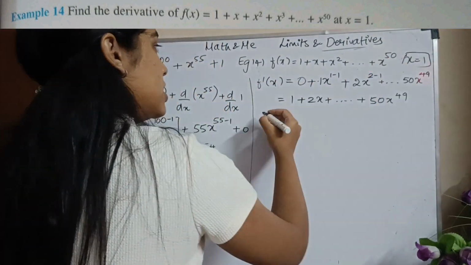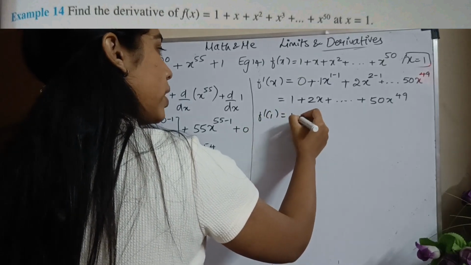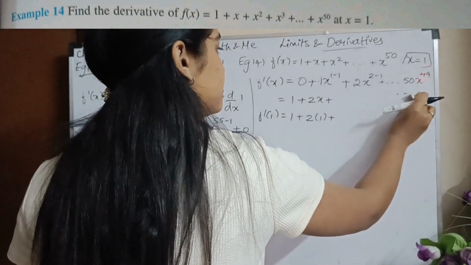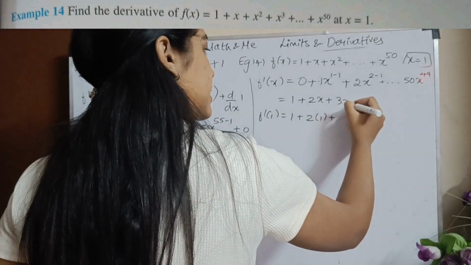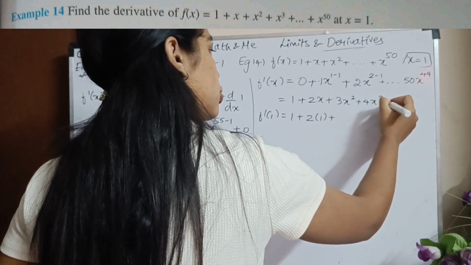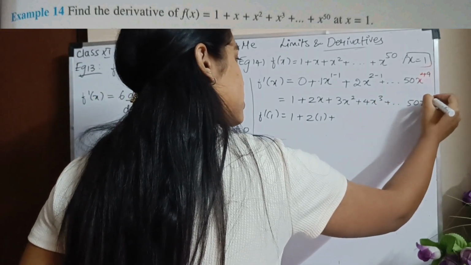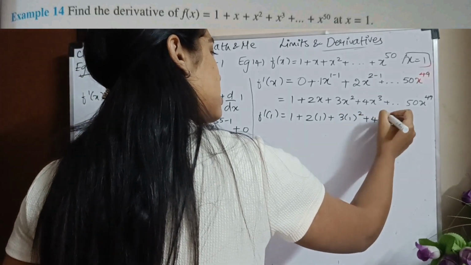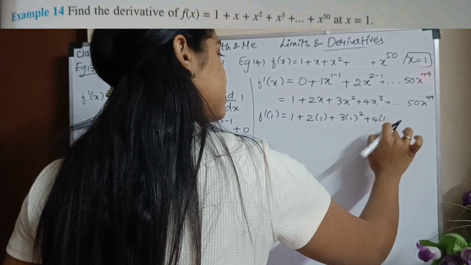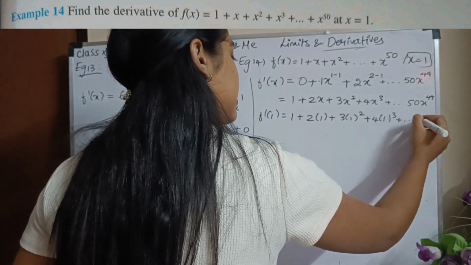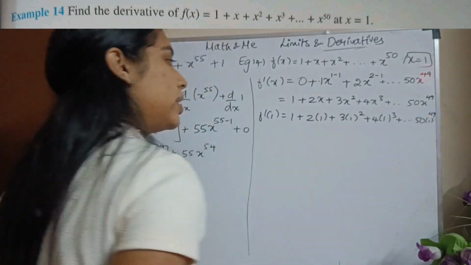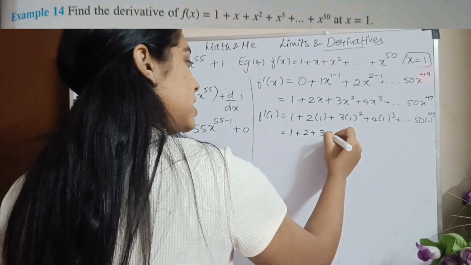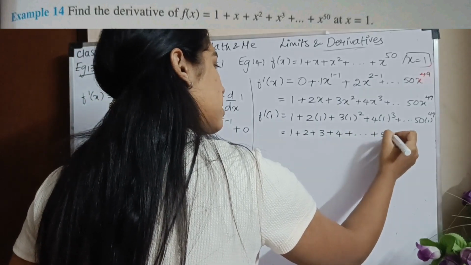This is given in the question. So what is f dash of 1? 1 plus 2 into 1 plus, okay, I'll write 2 more terms for you: 3x square plus 4x cube and so on, 50x to the 49. So I'll have 3 times 1 square plus 4 times 1 cube plus 50 times 1 to the 49. 1 raised to any number is 1. Correct? So I'll have 1 plus 2 plus 3 plus 4 plus and so on plus 50.